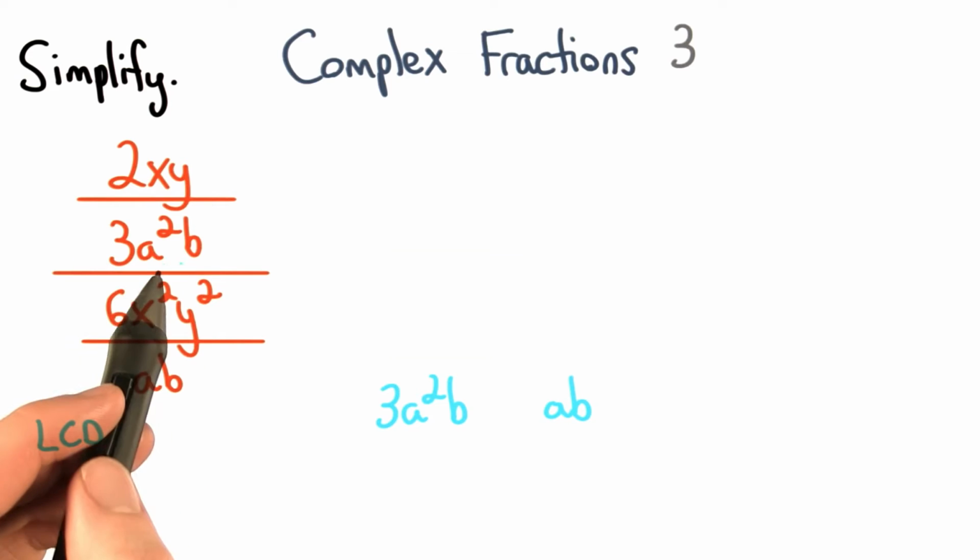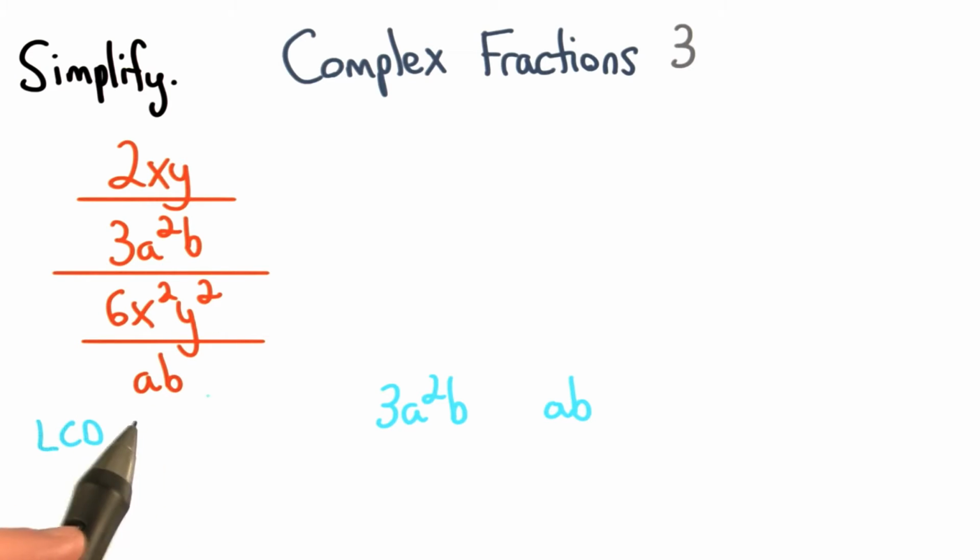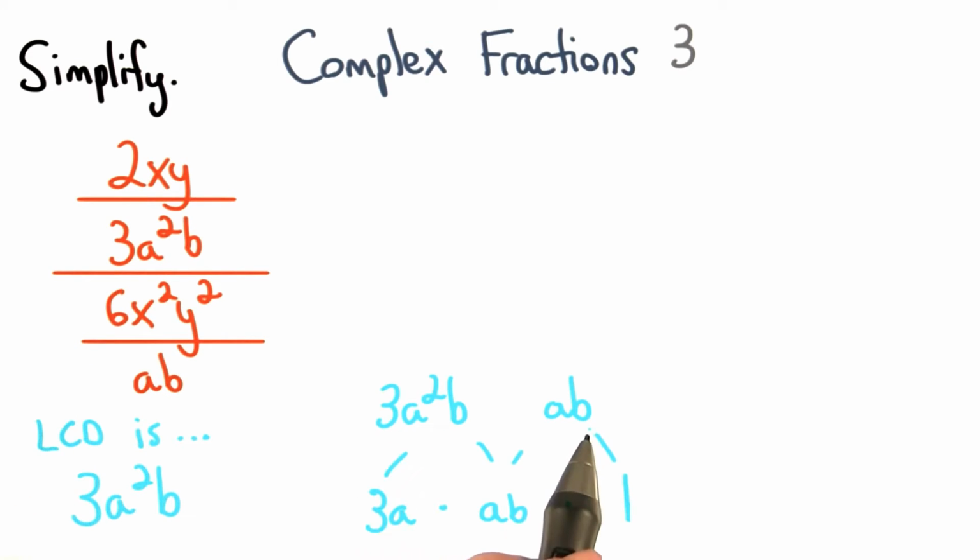We look at the denominators of 3a squared b and ab. We know these two denominators share a common factor of a times b. The other factor for this denominator is 3a, and the other factor for this denominator is 1. We multiply them together to get 3 times a squared times b.